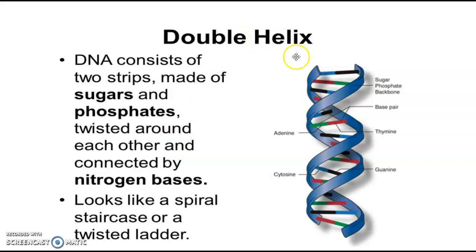This is the double helical structure of DNA. DNA consists of two strands made up of sugar and phosphate twisted around each other and connected by nitrogenous bases. So this is adenine and this is thymine. A and T will form a bond, and G and C will form a bond, and this will be the sugar phosphate backbone. So this looks like a spiral staircase or a twisted ladder shape.